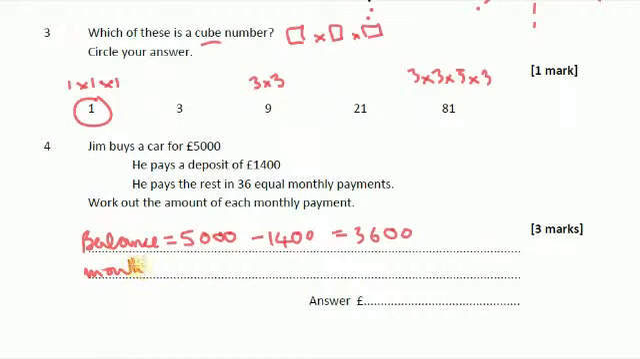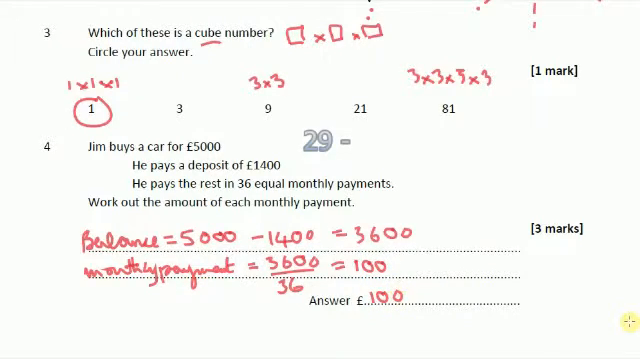So the monthly payments will be the total amount of money, 3,600, divided across the 36 months. So that's a nice easy calculation, and it's just 100. So the answer is £100 per month is what he has to pay.